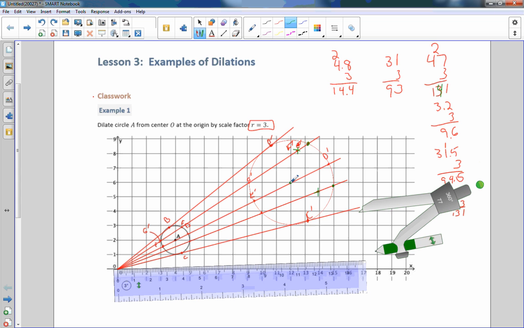Now, if you check, here's my center A prime, and that's the name of my new circle. So there's the center A. So if you look here, the radius is 1 square. Now I tripled it, and look at what the radius is, 3 squares.